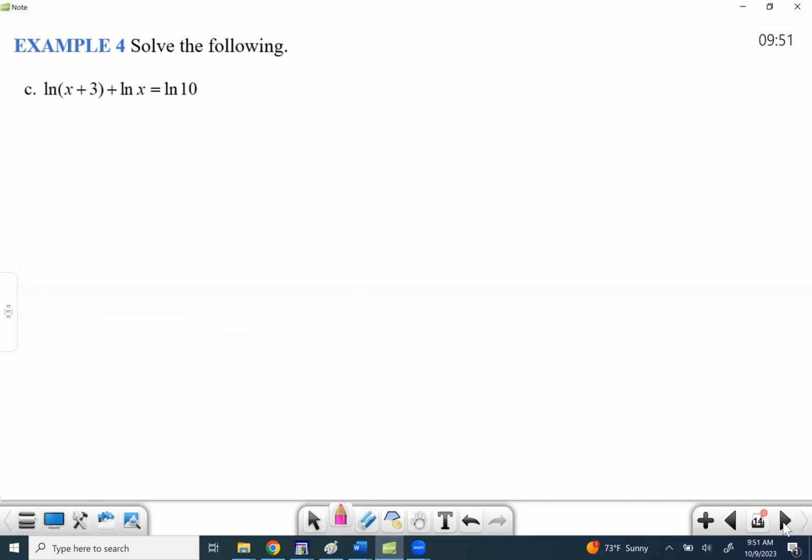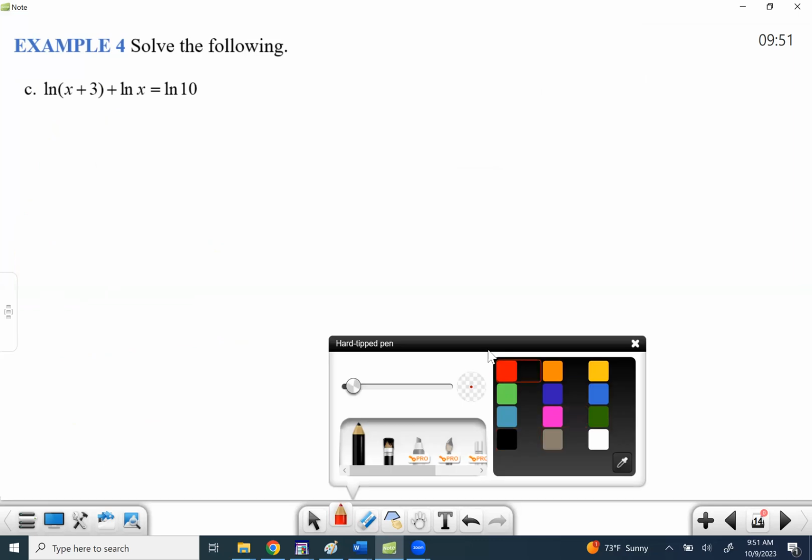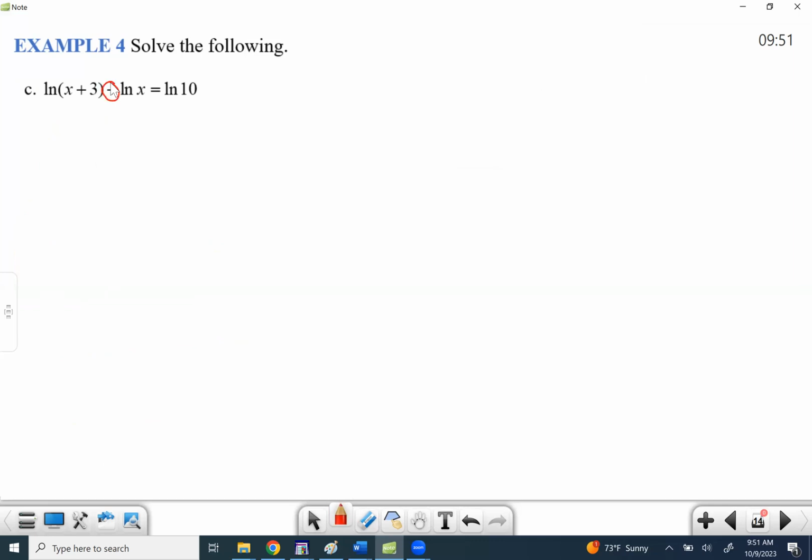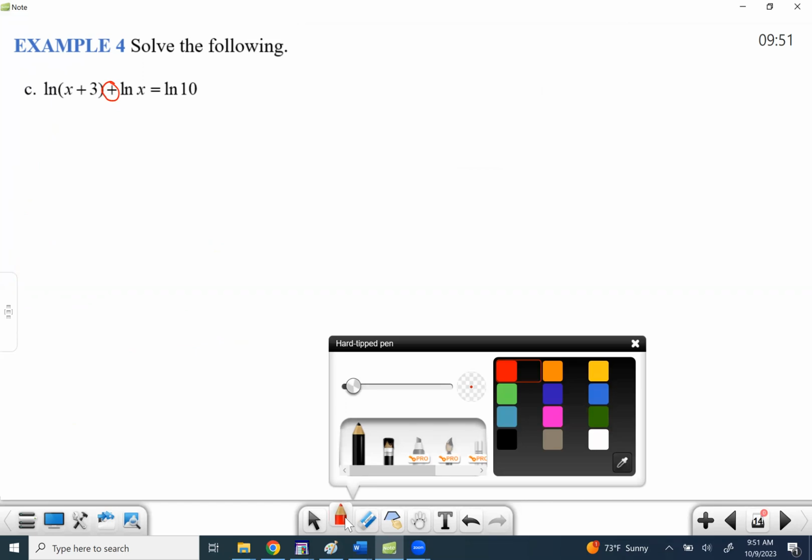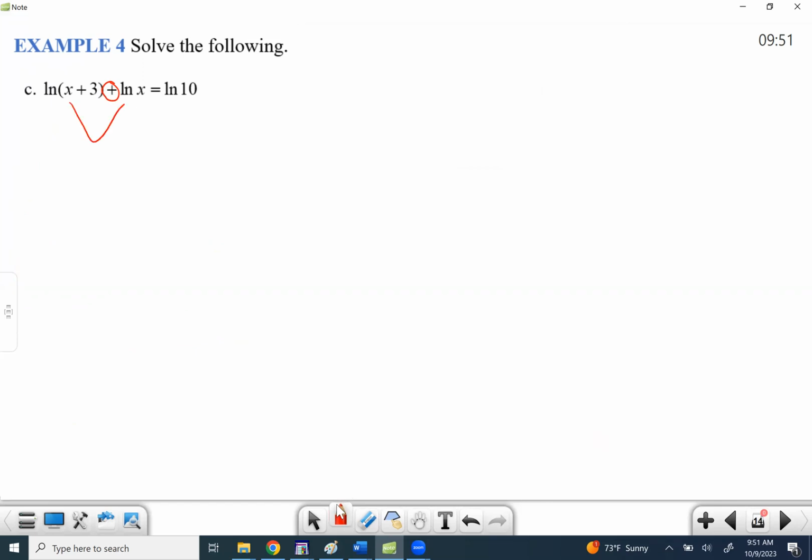Okay, again, this one's going to need to be rewritten. The last one was subtraction and it became division. So this time addition is going to become multiplication. So we have the natural log of x plus 3 multiplying by x.